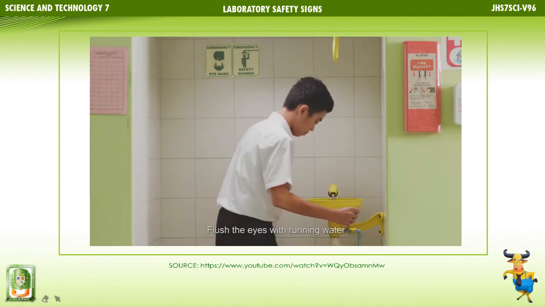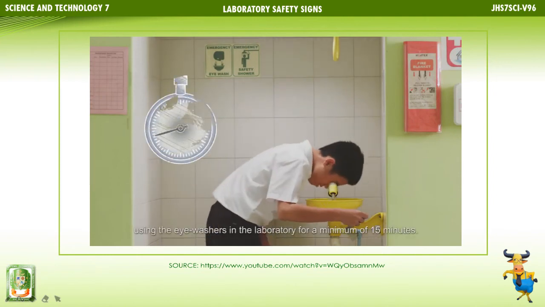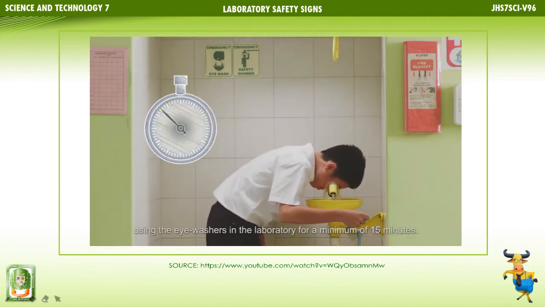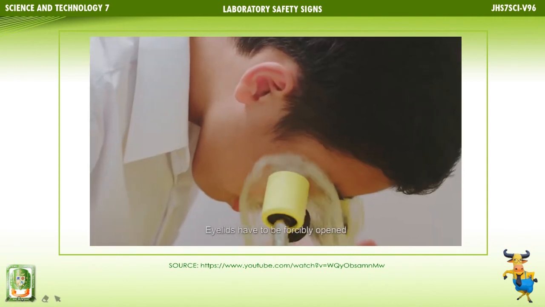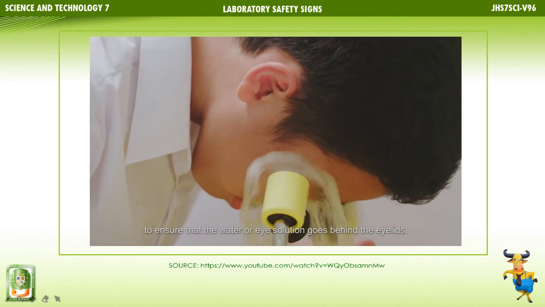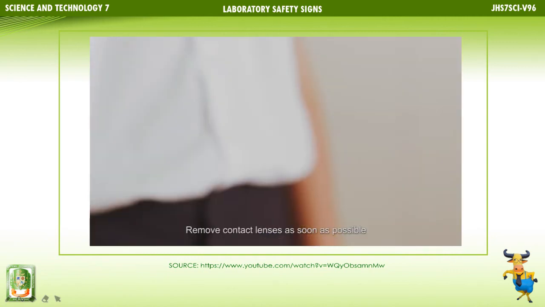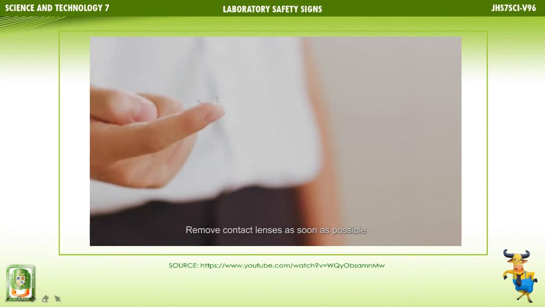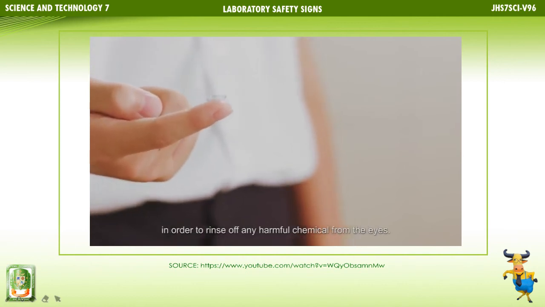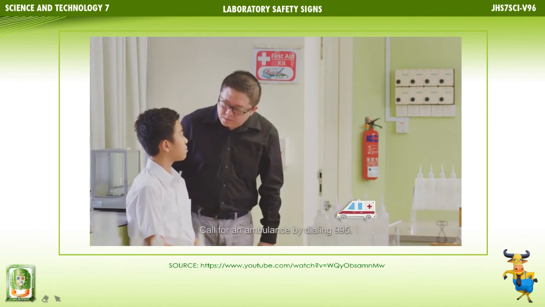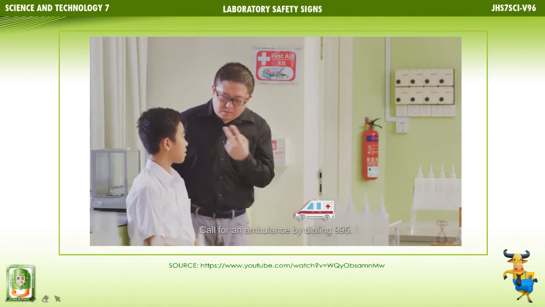Flush the eyes with running water using the eye washers in the laboratory for a minimum of 15 minutes. Eyelids have to be forcibly opened to ensure that the water or eye solution goes behind the eyelids. Remove contact lenses as soon as possible in order to rinse off any harmful chemical from the eyes. Call for an ambulance by dialing 995.